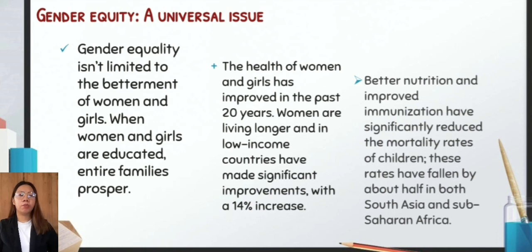Third is better nutrition and immunization have significantly lowered child mortality rates in South Asia and Sub-Saharan Africa. These rates have dropped by around half. The death rate of pregnant women has decreased by at least 40% in 76 nations during the last 20 years and by 60% in South Asia. These benefits have been aided by increased usage of health services as well as advances in those services.